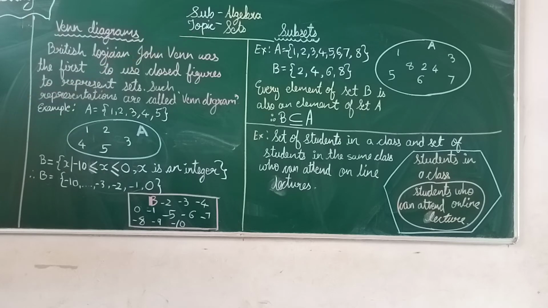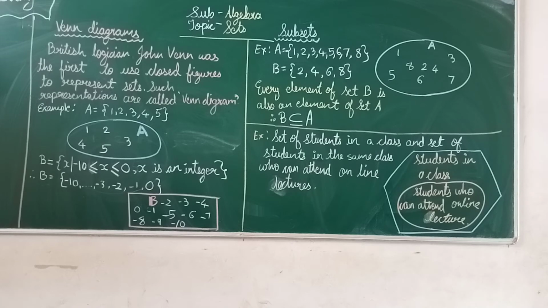Now we will see what subsets are. Here is an example I have given. Set A has elements 1 to 8. Set B has elements 2, 4, 6 and 8. Now here I have done the Venn diagram presentation of set A. But you can see that all elements of set B are present in set A.